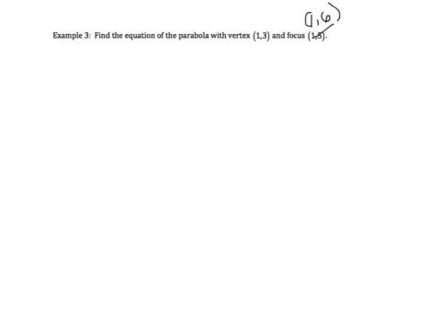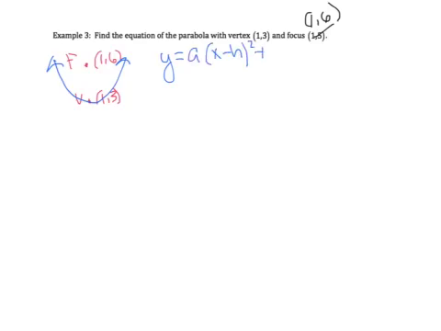Okay, and in example 3 here, let's find the equation of a parabola with a vertex and a focus. So again, I'm going to start by sketching. My vertex is located at 1, 3, and my focus is located at 1, 6. So that tells me that I have a parabola that is going to open up, which means I'm going to use my equation y equals a, x minus h squared plus k. And I know that my vertex is h, k right here. So all I have to figure out is a.